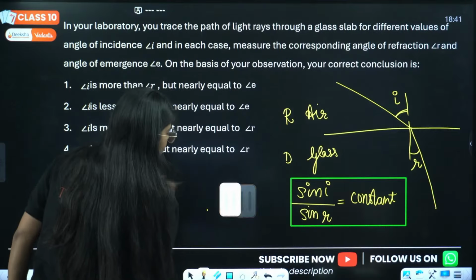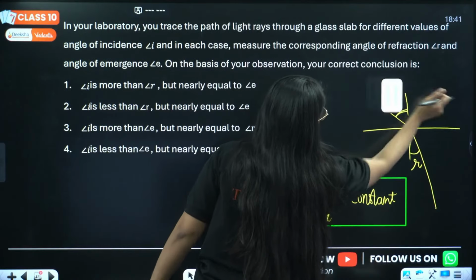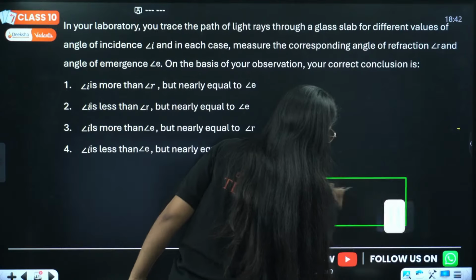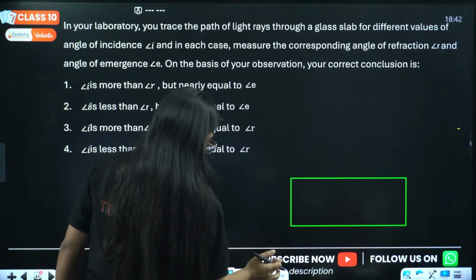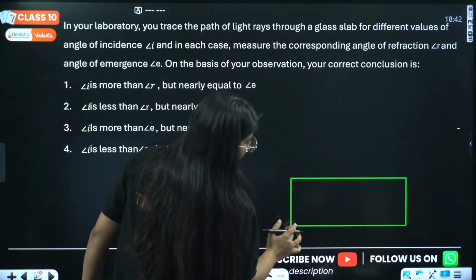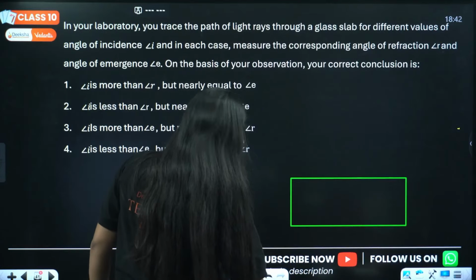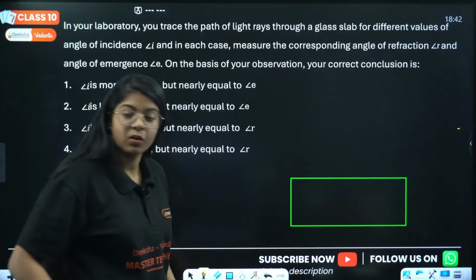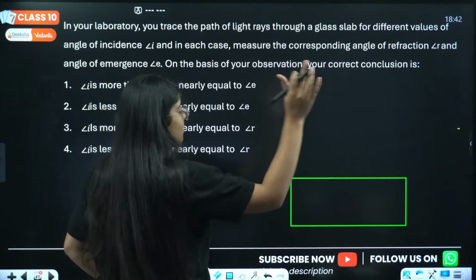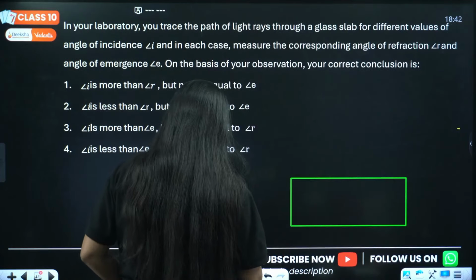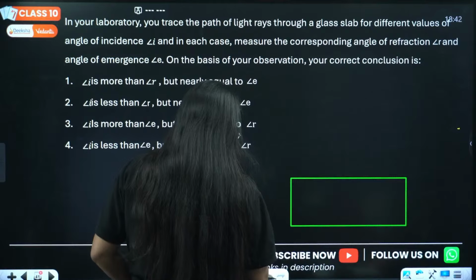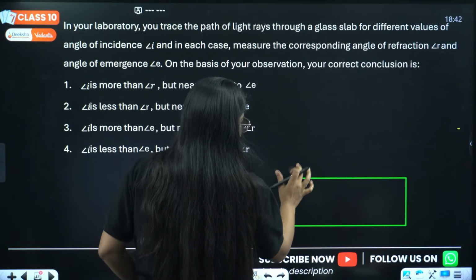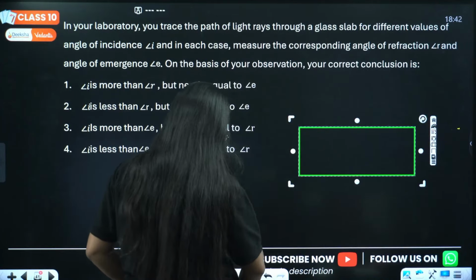Let me just erase all that and let us trace the path of the light ray. Okay? I cannot seem to go this way. I cannot find that. Just bear with me. Oh, this is the glass slab. I don't know how to. Yes. This is my glass slab.